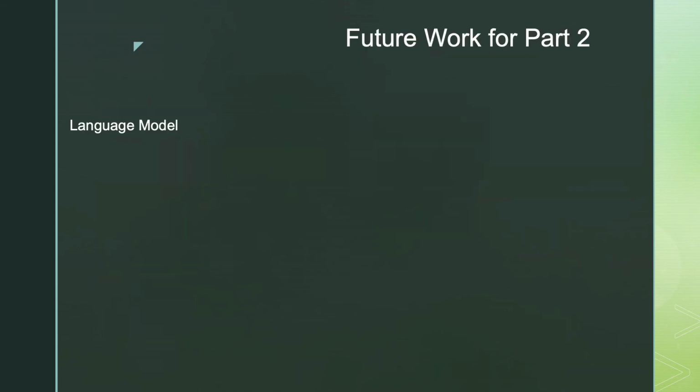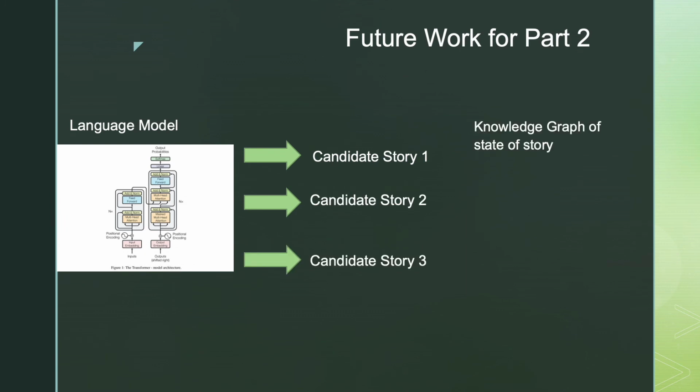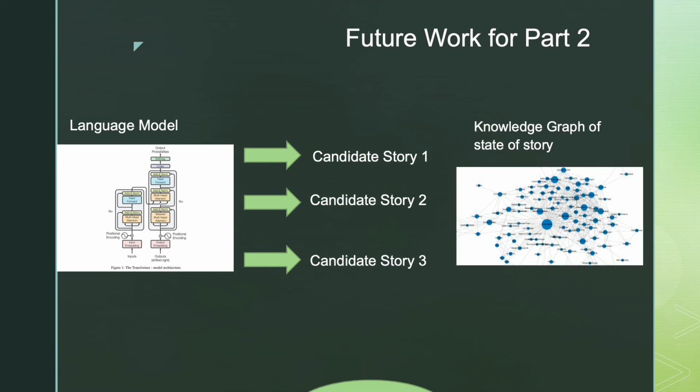So for part 2, we want to focus on the story generation process using a language model. How we want it to work is we just prompt the language model to generate stories and have it generate X amount of candidate stories.